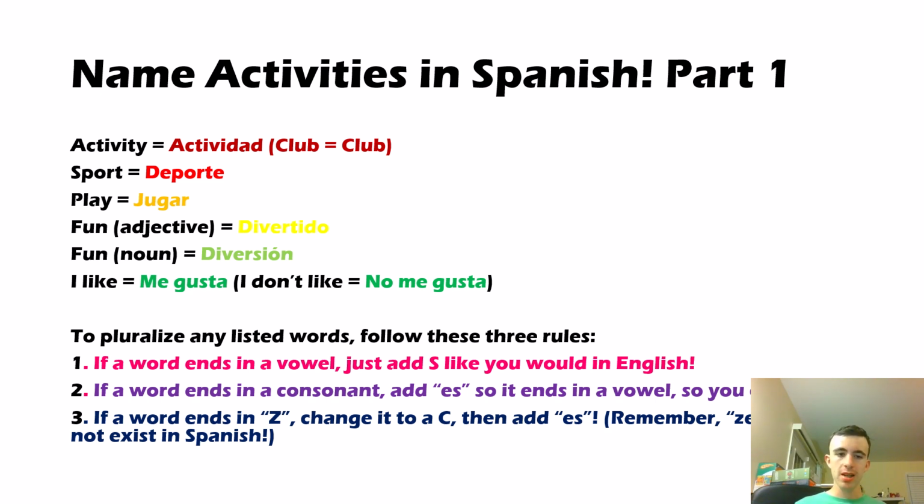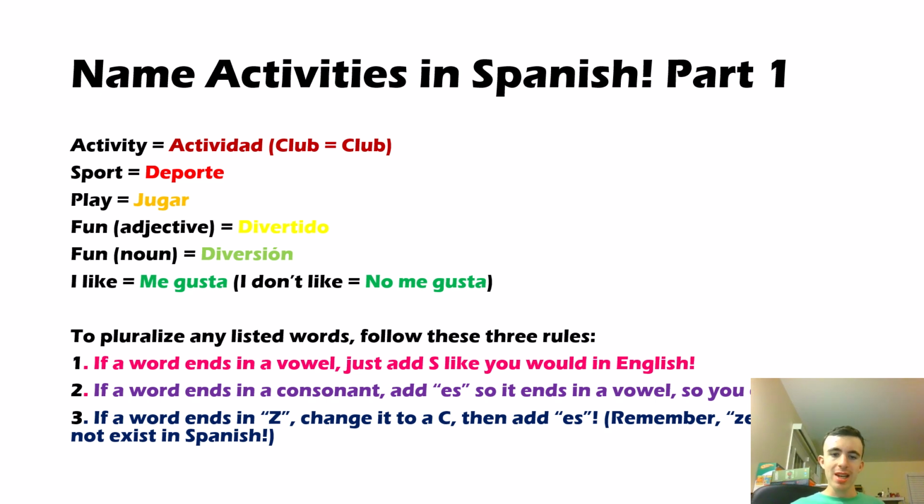In case you want to know the plurals of any of these words, just take a look at these 3 rules. If a word ends in a vowel, then you just add an S like you would most of the time in English. And if a word ends in a consonant, you just add ES so it can end in a vowel, so then you can add S.